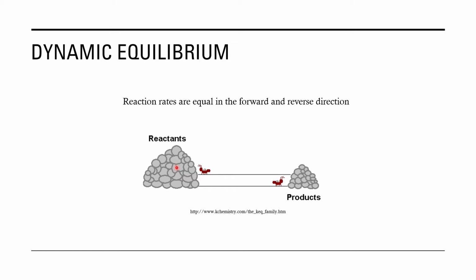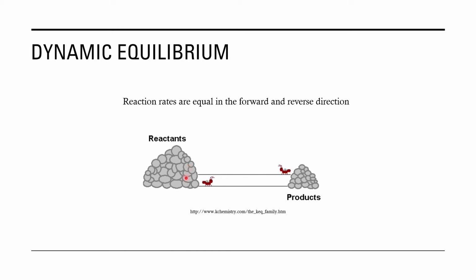Now, this isn't showing a chemical reaction physically, but I think it is a really effective analogy to show that the rate of reaction is the same. That we don't have lots of reactants turning into lots of products, but not many products turning back into reactants. It's showing the rates are exactly the same. And that's the really important part to focus on with equilibrium.